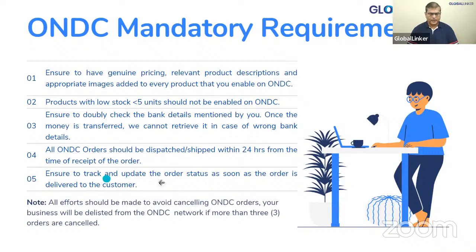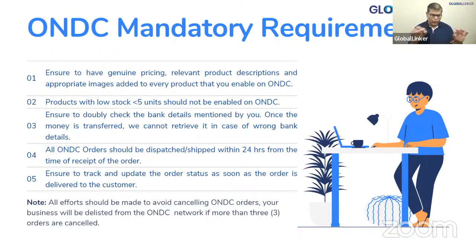Ensure to track and update the order status as soon as the order is delivered to the customer. Now, if you're using the automated logistics, obviously it gets updated automatically. But in case you're using a third-party logistics or you're delivering it yourself using your own delivery boy, in that case, just ensure that you're updating the order status. Otherwise, again, unknowingly, you'll be violating the SLA.